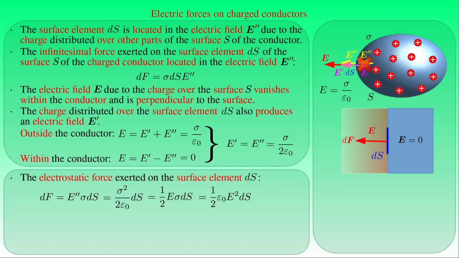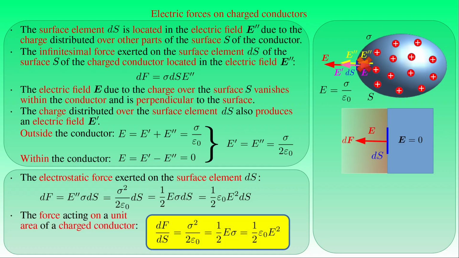The result shows that the force acting on a unit surface area of a charged conductor, that is the surface density of the force given by the derivative of the force F with respect to the surface area S, is equal to the square of the surface charge density sigma divided by 2 times the vacuum permittivity epsilon naught, or 1 over 2 times the magnitude of the electric field E due to the surface charge, times the surface charge density sigma. This expression can also be written as 1 over 2 times the vacuum permittivity epsilon naught times the square of the magnitude of the electric field E, where we can recognize the expression obtained for the energy density U of an electrostatic field.